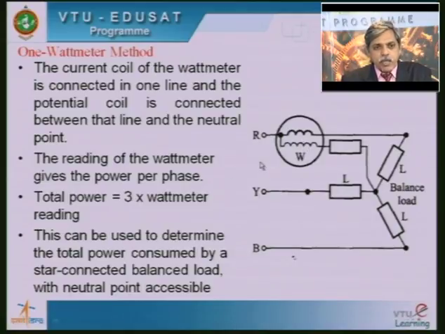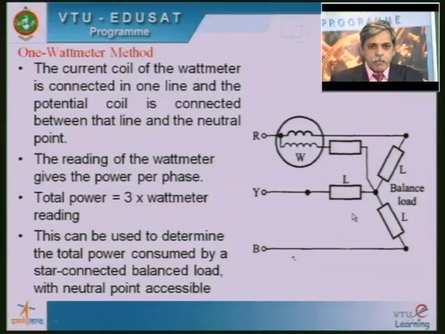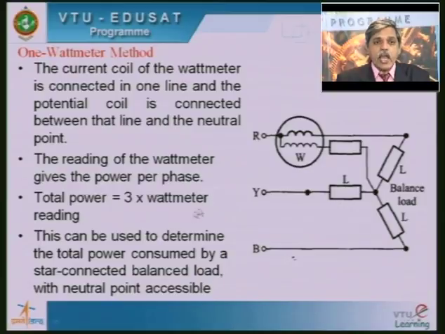Now I told you the total power will be 3 times the wattmeter reading. This happens only when all the 3 loads are identical. If one load consumes a certain amount of power, the other 2 loads also consume the same amount, which makes it easy to calculate the total power using this expression. That is what I told you in the last line: this can be used to determine the total power consumed by a star connected balanced load with the neutral point accessible.